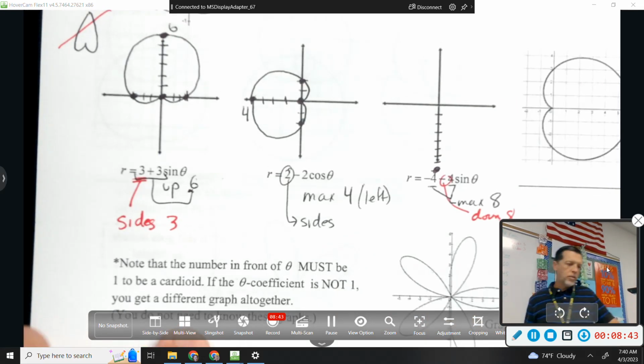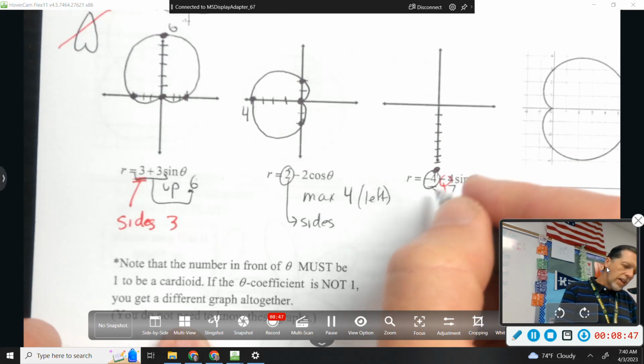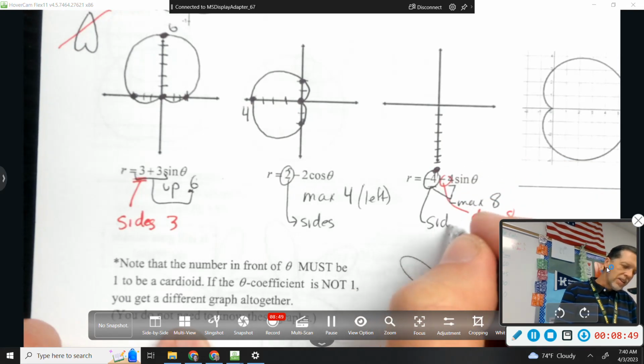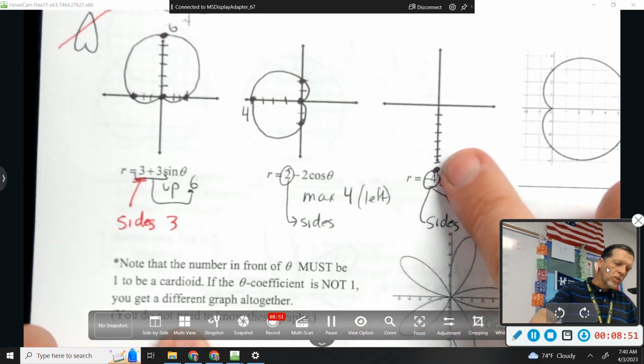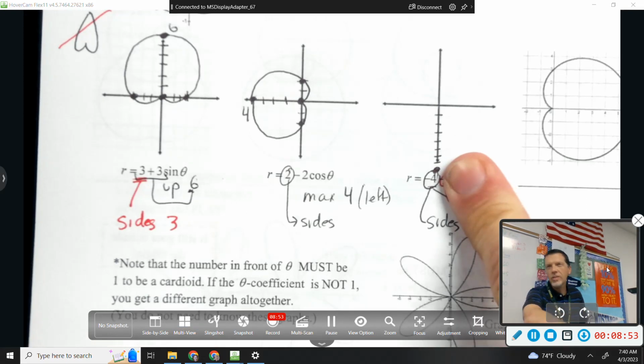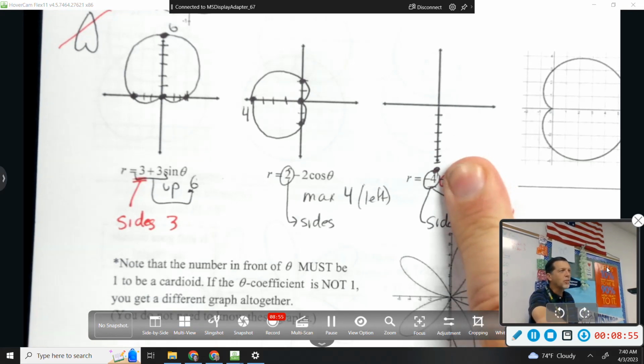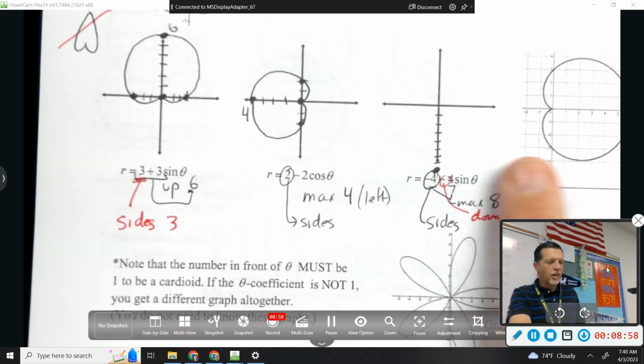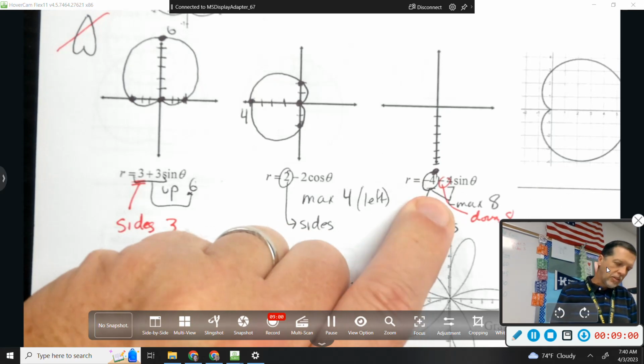And then the sides will be 4. Like that negative doesn't really matter. And you might remember that from the circle. R equals 4 and R equals negative 4 is the same picture. It's kind of the same thing here. That leading negative doesn't really matter.